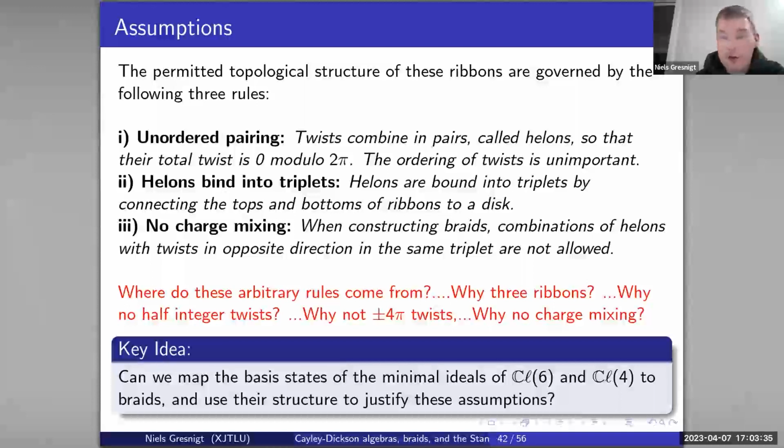So these rules seem very arbitrary. So I started to think about, well, what if we try to map the basis states of the minimal ideals of these algebras that we saw before to certain braids? Could we then try to justify these assumptions?